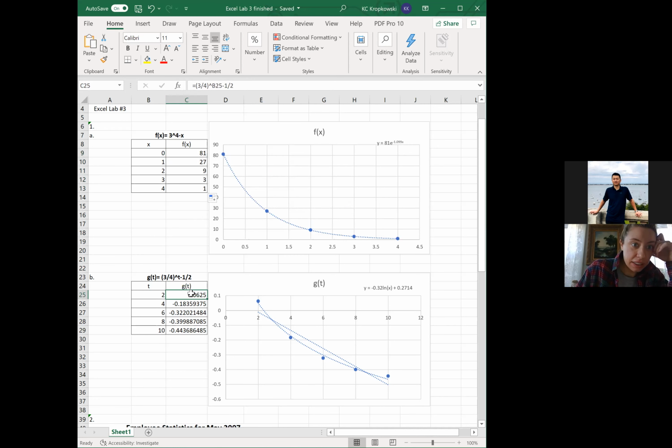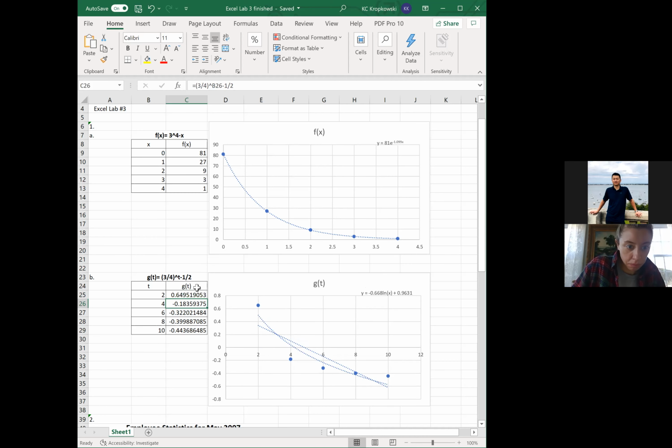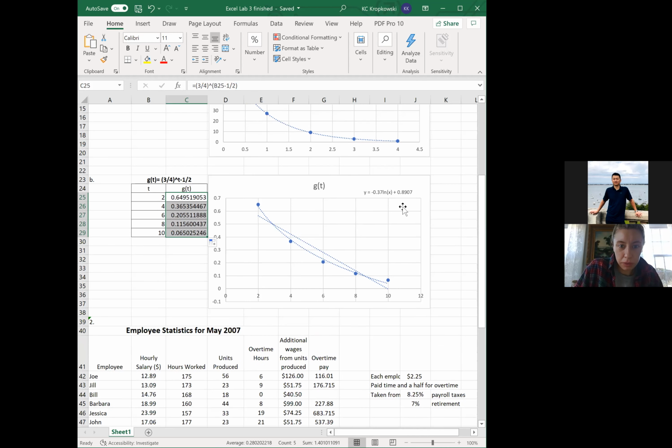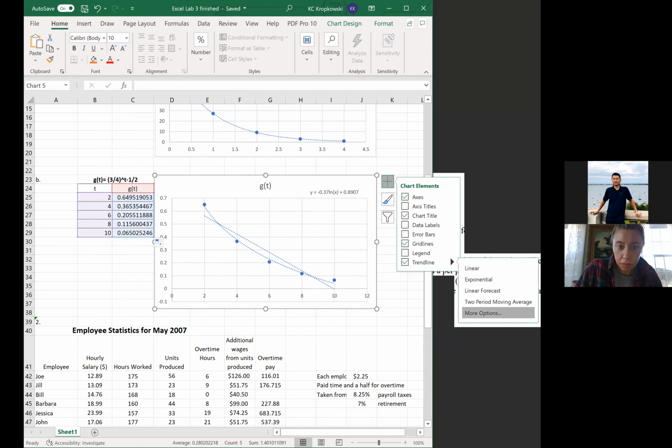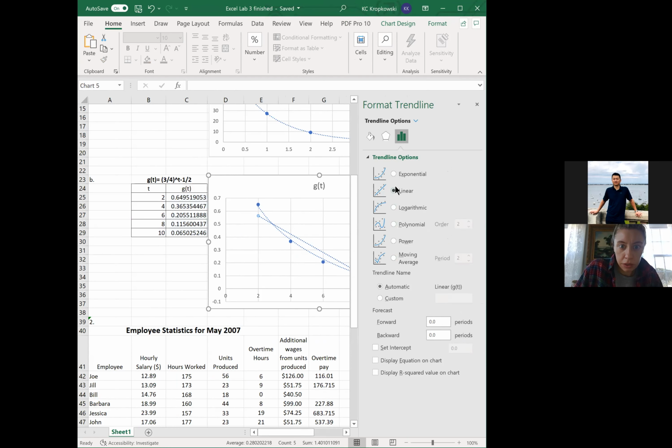Very good. So let me see the other one. It is 3/4 raised to t minus half. Same thing, right? T minus half must be in parentheses. Very good. Drag it. And get rid of the linear one. It should be a curve. Get rid of the linear model from there and do exponential. Yes.